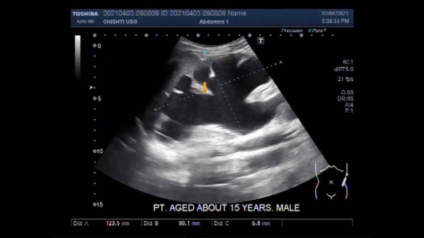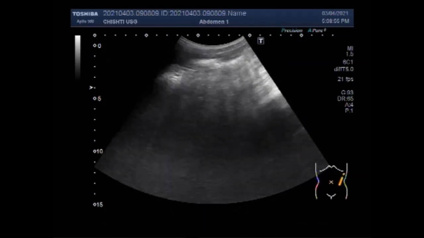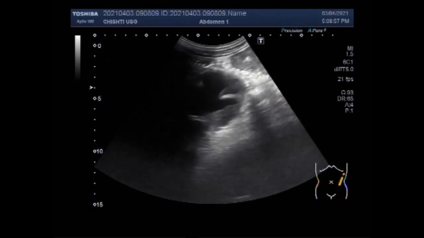You can see the left kidney and pelvicalyceal system is grossly dilated and a significant amount of pus, debris, and infectious material is seen inside the dilated pelvicalyceal system.